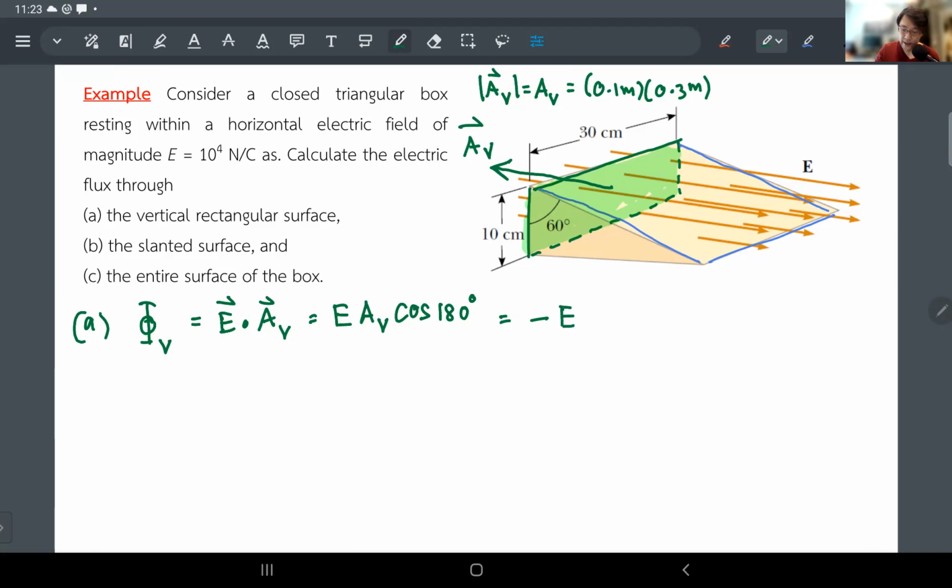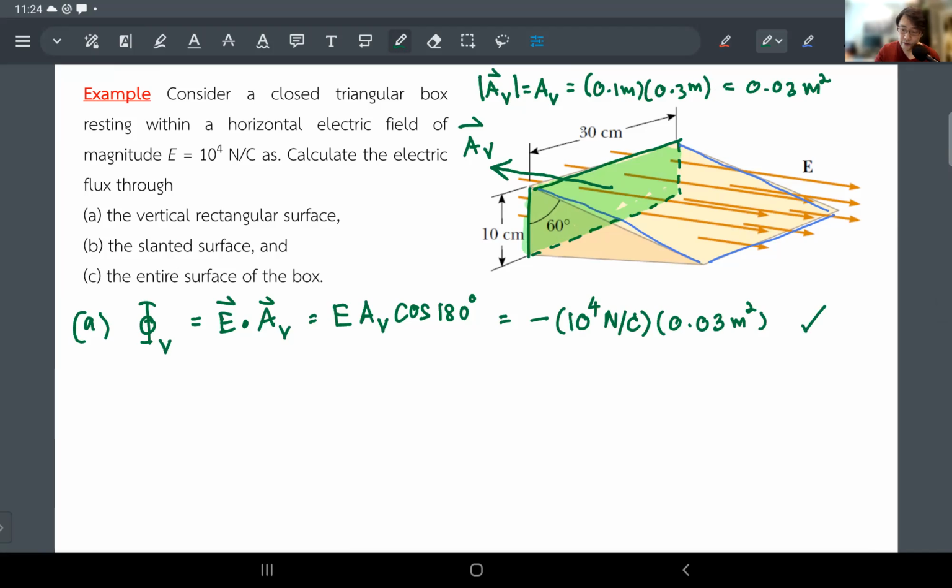Electric field line, I mean, is given in magnitude. So let me substitute here just for clarity. It's going to be 10 to the 4th Newton per Coulomb there, and then times the area, which is already calculated up there, 0.03 square meter. Let me summarize over here. And that's it, guys. That is done. That is the flux, a negative flux, coming in this much.